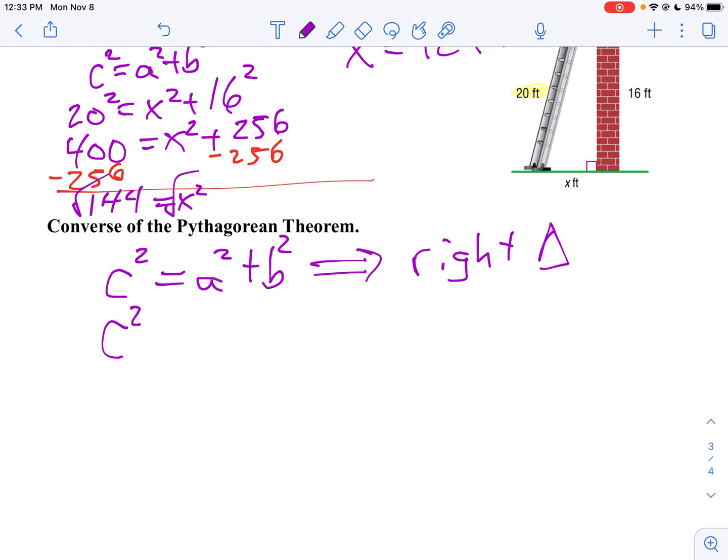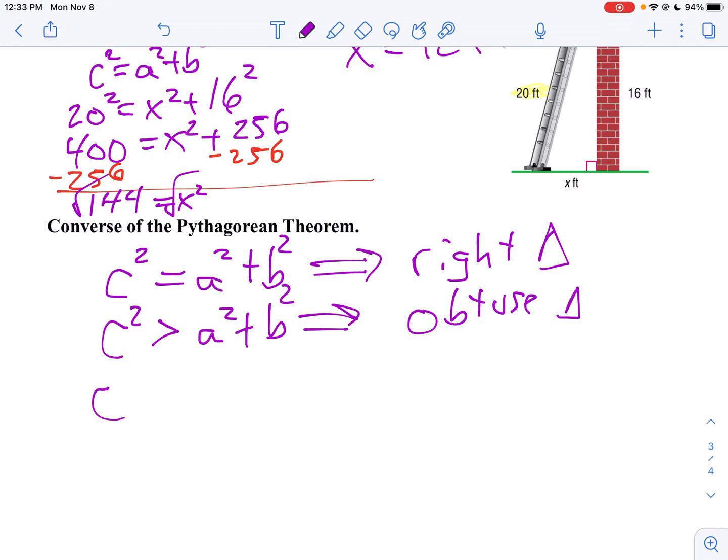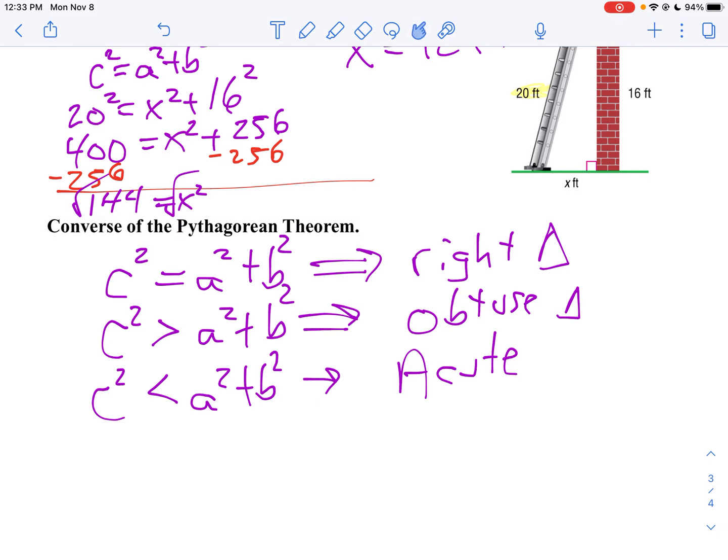However, if c squared is greater than a squared plus b squared, well, think about what that means. That means that the c has to be bigger than a and b, so that's going to be bigger. Bigger means obtuse triangle. And then if c squared is less than a squared plus b squared, we have an acute triangle. And that's pretty much what you have to do if I give you three lengths.